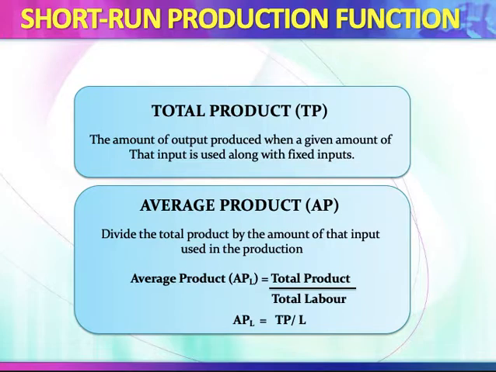For average product, we divide the total product by the amount of that input used in the production function. Total product divided by total labor, for example, or total product divided by total capital. So that is average product. It means for every one labor, how much total product will be produced. That is average product.